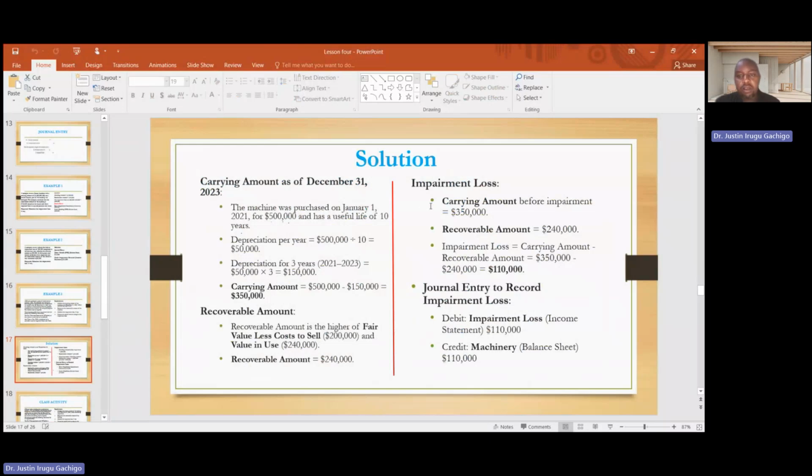Then we have the impairment loss. We said it is the carrying amount minus the recoverable amount. So here the carrying amount is 350, recoverable amount is 240, and therefore the impairment loss is 110. How are you going to record this? You debit the impairment loss, that is in the income statement, and credit the machinery, that is the balance sheet.